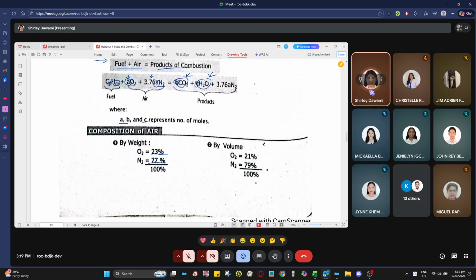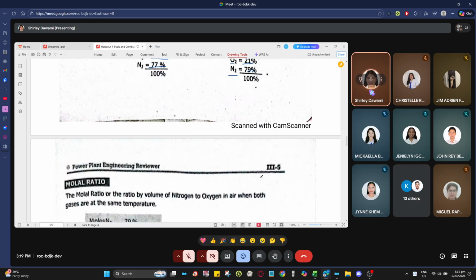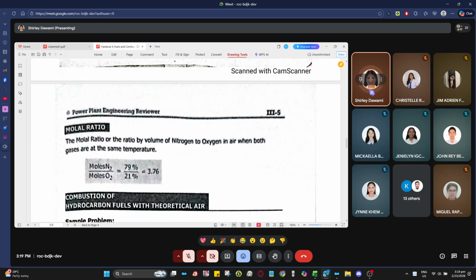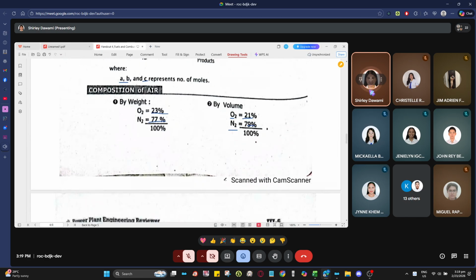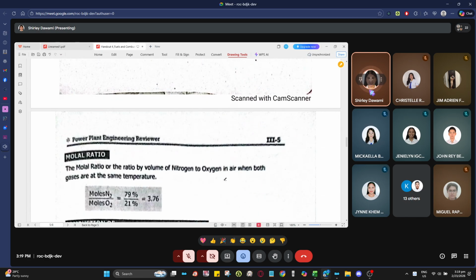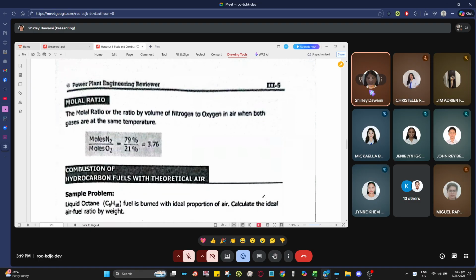By volume, it is 21% for oxygen and 79% for nitrogen. So the molal ratio is 3.76. This is obtained from the volume of nitrogen to oxygen in air when both gases are at the same temperature. This is how 3.76 is obtained. Okay.